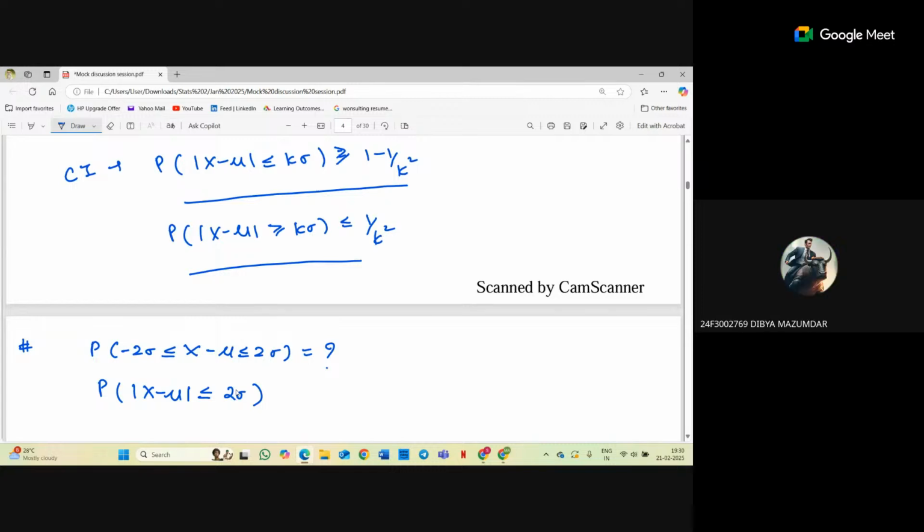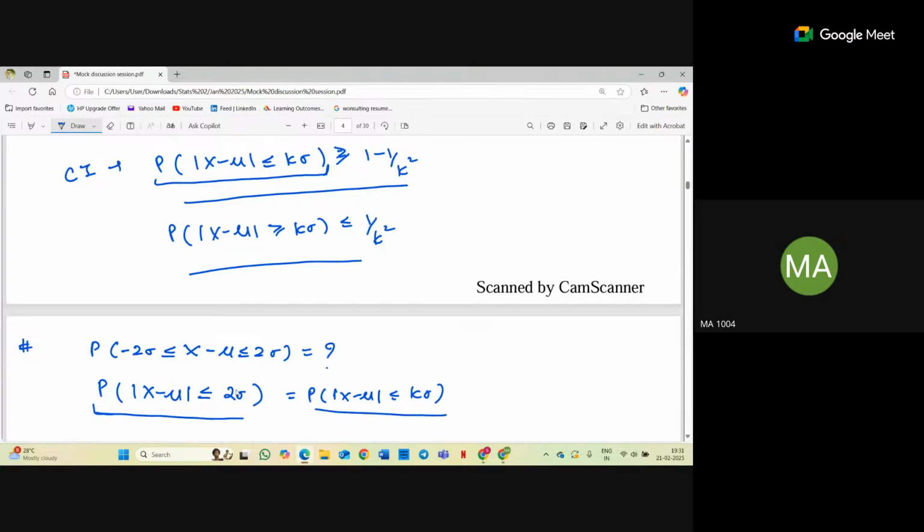Now, if you see here, this equation is equal to this equation. It's very similar. K is equal to 2. Then this is similar to k sigma. Correct. Now, this thing is greater than or equal to 1 minus 1 upon k square.